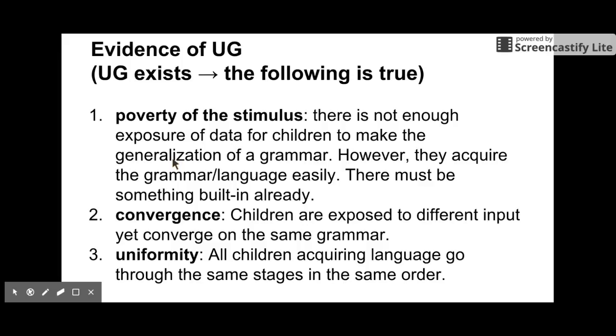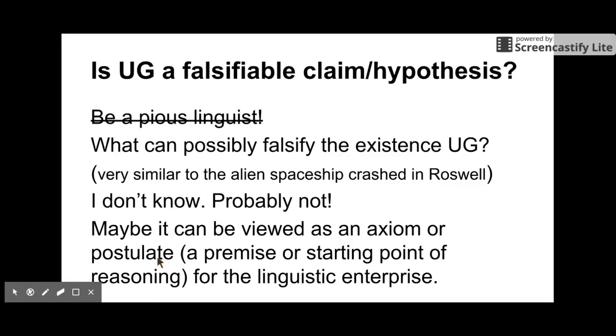And the third one is called uniformity. All children acquiring language go through the same stages in the same order. So these three pieces of evidence are supporting evidence for UG. It means that if UG exists, then this would be true. And in fact, these three statements are true.